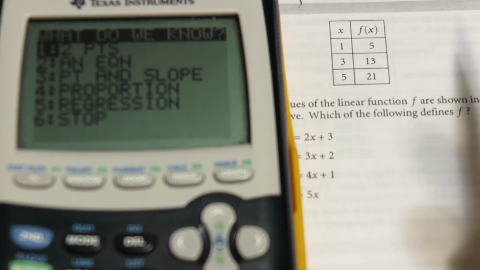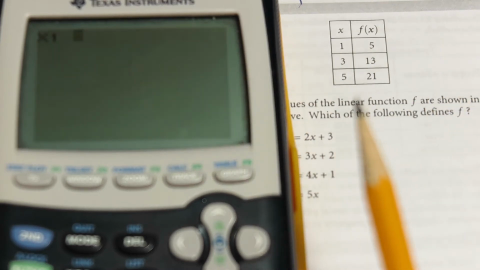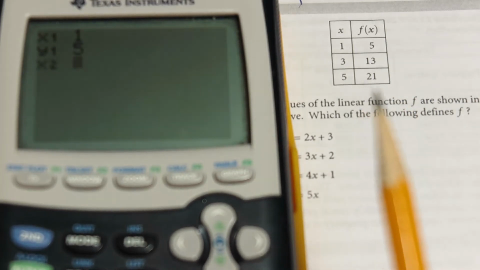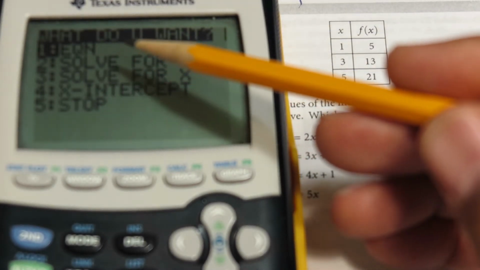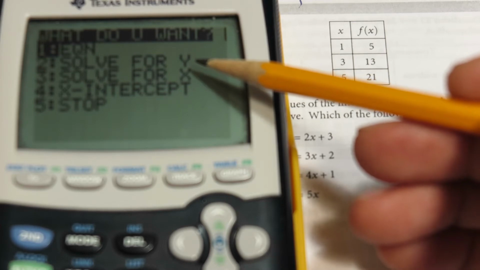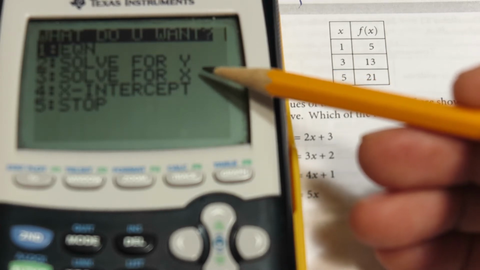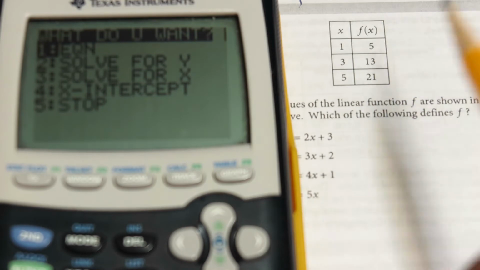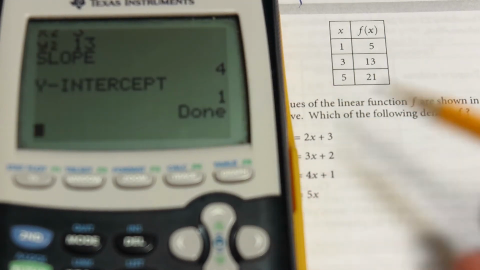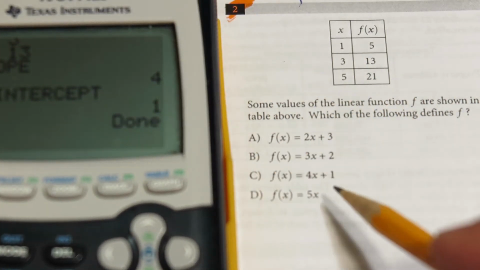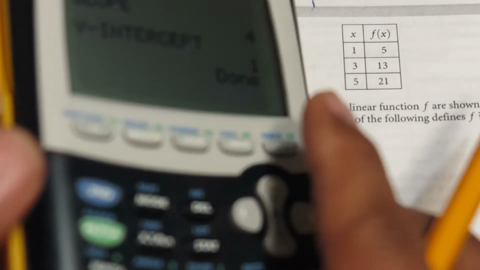All right, so in this case, we know 2 points, so we're going to choose 2 points. One of the points is going to be 1, 5. One of the points is going to be 3, 13. And then we want the equation. You have 4 options here. You can figure out the equation. You can solve for y, given that you know x. You can solve for x, given that you know y. Or we can come up with the x-intercept. In this case, we want the equation. So it tells you that the slope is 4, the y-intercept is 1. So as we already saw, it's going to be choice C. All right, so that's how you would use it.